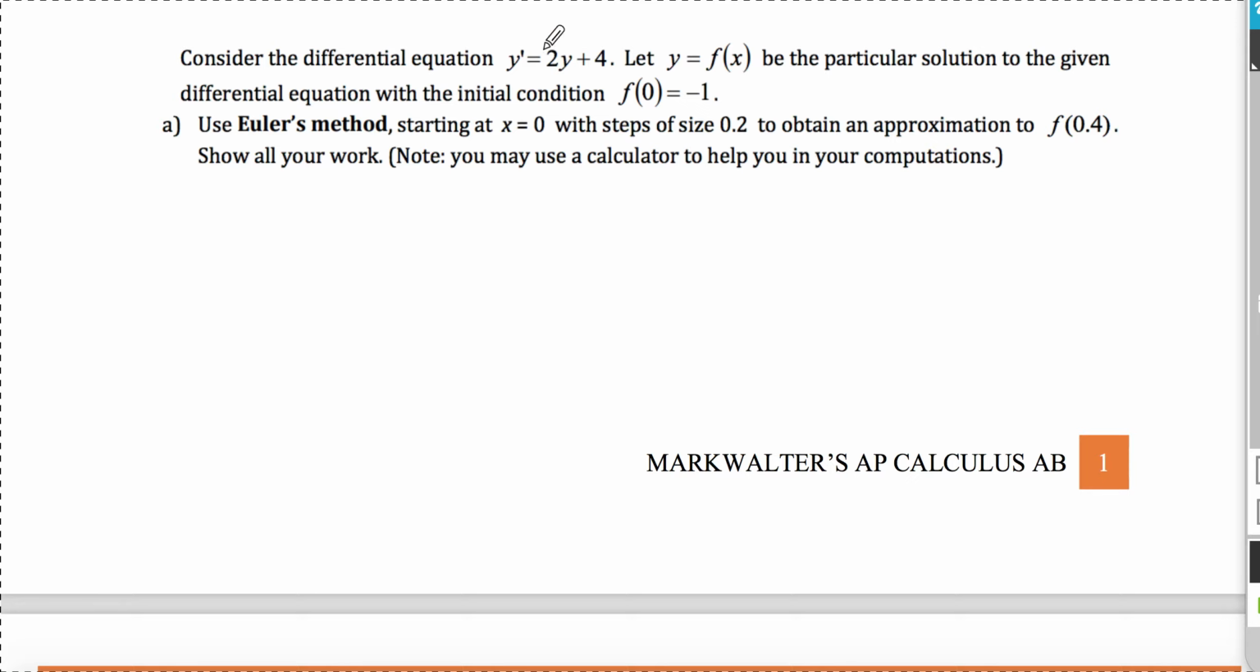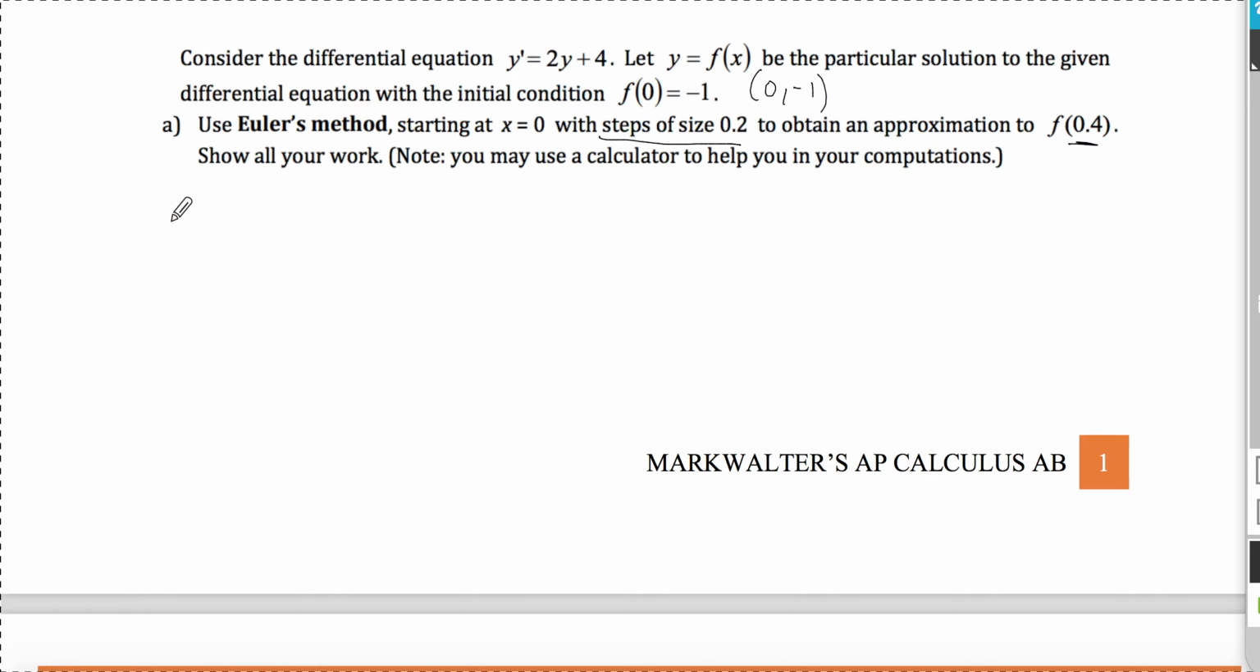Let's consider this differential equation. Y prime is 2y plus 4, and let y equals f of x be the particular solution to the differential equation, and we're given the initial condition 0, -1. Use Euler's method starting at x equals 0 with a step size of 0.2 in order to attain an approximation of f of 0.4. So I'm going from 0 to 0.4. Looks like I'll do 2 steps to get up to 0.4, show all the work.